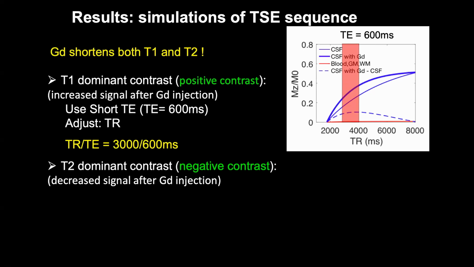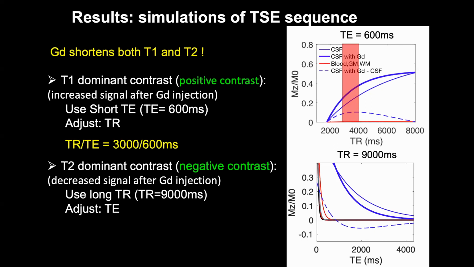For T2 dominant contrast, we need to use a long TR to minimize T1 effect. We tried several values of TR and think TR equal to 9 seconds is optimal. Then we need to optimize TE. Here is the result. We can see that the blood signal is also known. And TE around 1400 milliseconds is optimal for negative contrast.